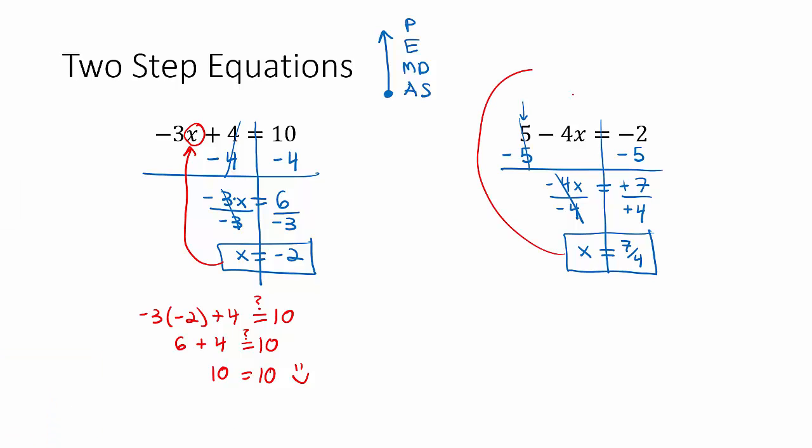I'm going to check that by plugging it into the x here. So we've got 5 minus 4 times 7/4. Hopefully that will equal the negative 2 from the problem. What's nice about this is the 4's divide out. And so we've got 5 minus 7, which we hope will be negative 2. And sure enough, it is. So we are happy with our solution. 7/4 is the correct answer.